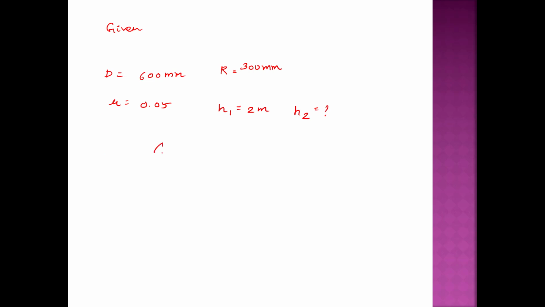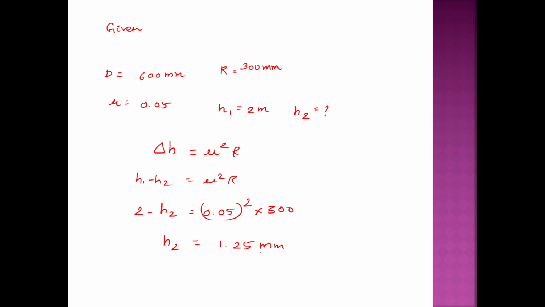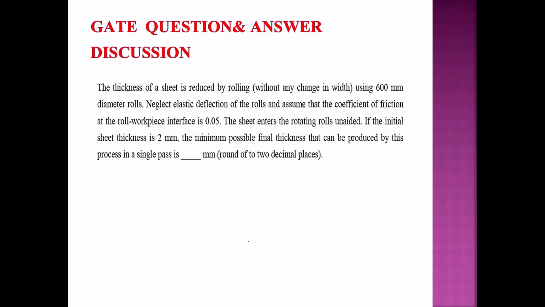So we have the equation del H equal to mu square R. So H1 minus H2 equal to mu square R. H1 is 2 minus H2, equal to 0.05 whole square into R, which is 300. From this we can calculate the H value, which is 1.25 mm. The minimum possible final thickness they are asking, so that is H2 equal to 1.25 mm.